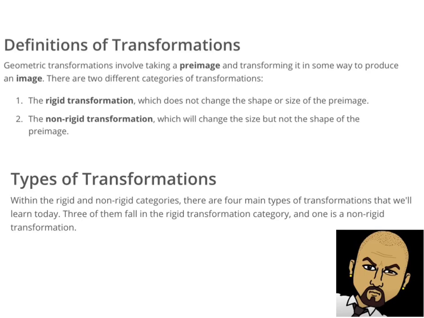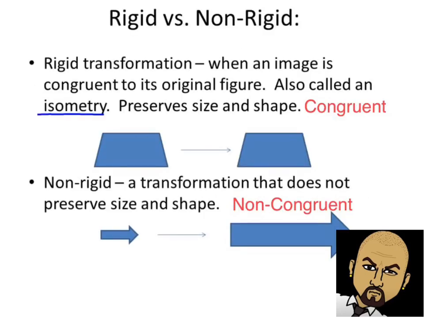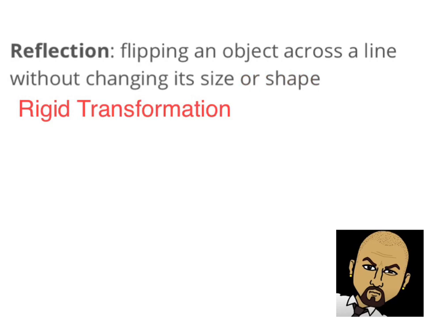There are four types of transformation that we're going to deal with. Three of them are rigid and one is non-rigid. Once again, a rigid transformation is when an image is congruent to its original figure. It is congruent, so the size and the shape are preserved, while a non-rigid transformation does not preserve the shape and the size, so it is not congruent.